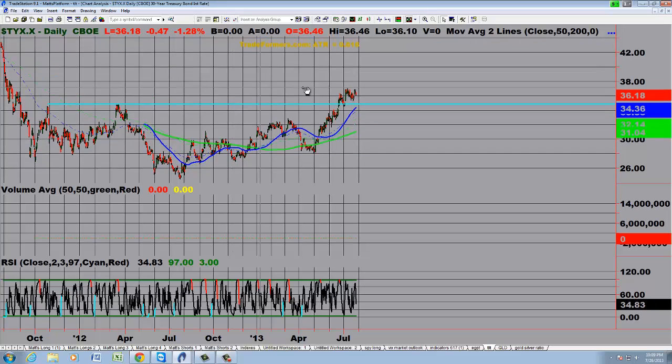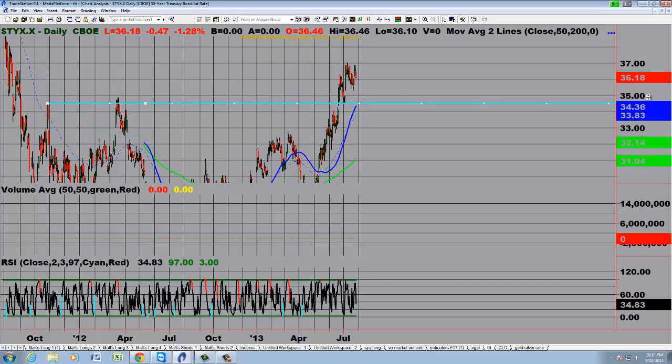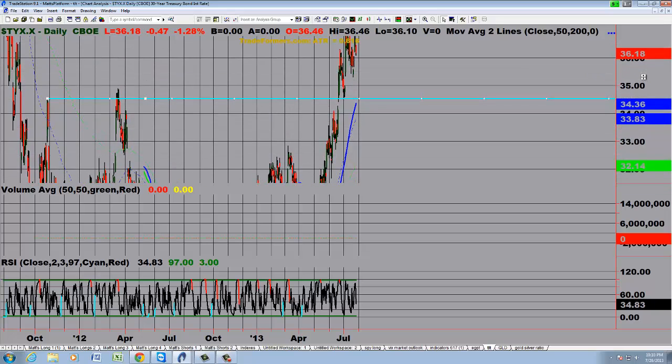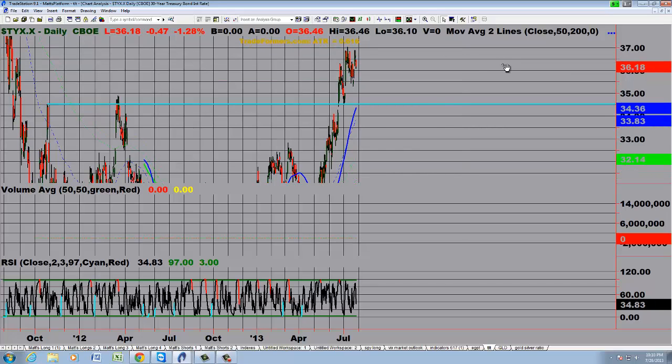And you can see that this was the critical level going back all the way to 2011, right? And again, critical level, we want to get a little more precise. We really want to hold this 34 level in the TYX.X. This is again a cash index here.